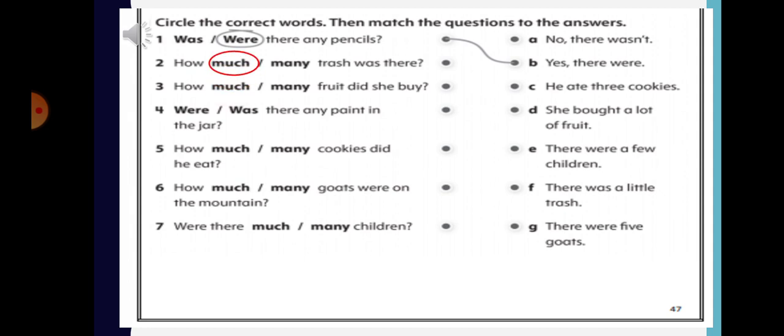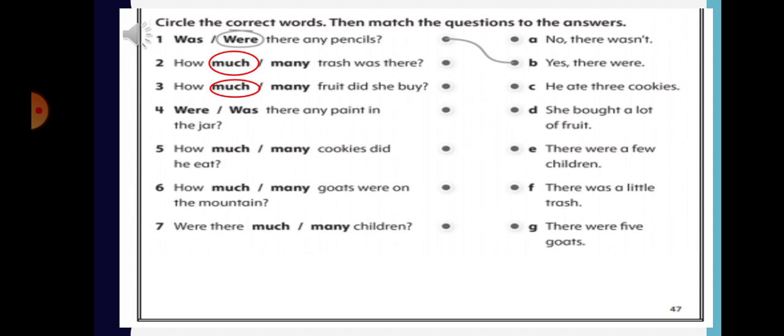Number 3. How much or how many fruit did she buy? Fruit is countable or uncountable? No, fruit is uncountable. I can hear you saying that fruit is countable. No, fruit is uncountable. So I'm going to use much or many? Yes, I'm going to use much.